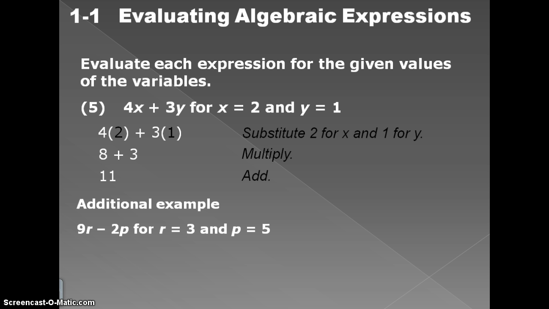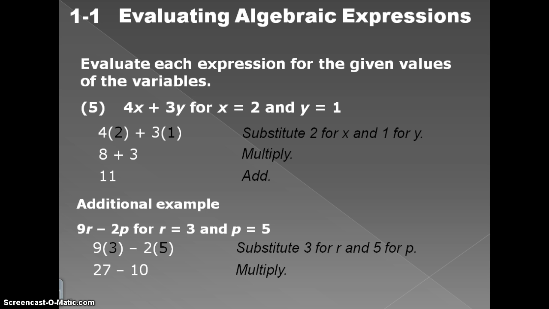An additional example to go ahead and try, 9r minus 2p for r equals 3 and p equals 5. Again, we have multiplication using parentheses. 9 times 3 minus 2 times 5 becomes 27 minus 10, which equals 17.